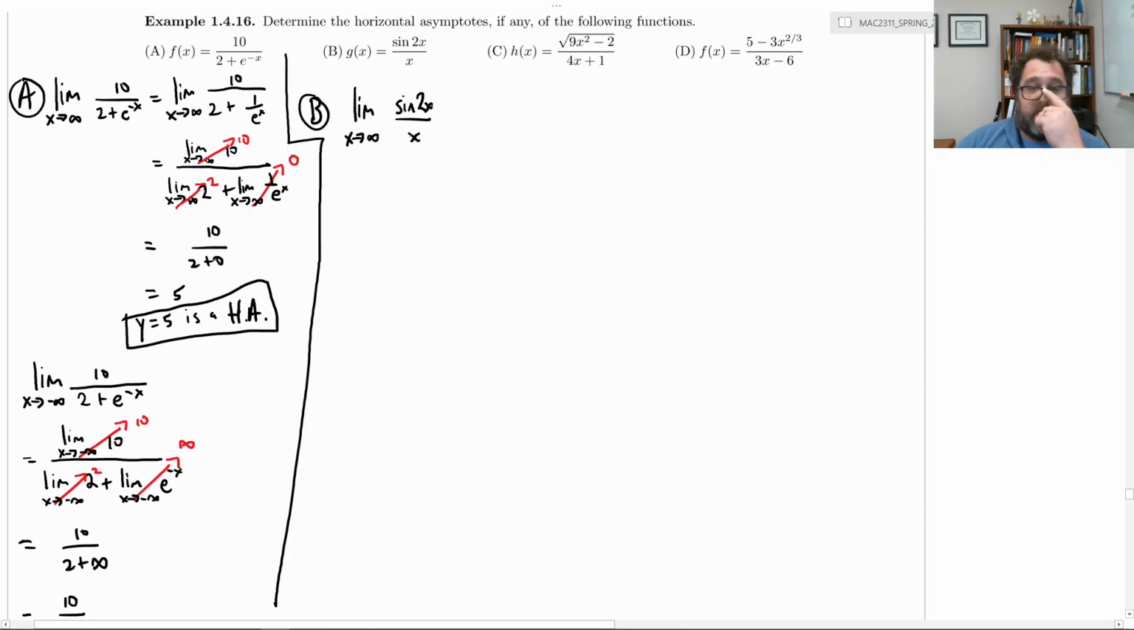Now here's the deal with this one. Don't overthink it. Just think about what you know about trig, and then what you know about the denominator. With trig, we've talked about this before. Whenever you have a scalar multiple on the argument, on the input, it doesn't affect the range. So if you have sine x, we know that sine x bounces back and forth between negative 1 and positive 1.